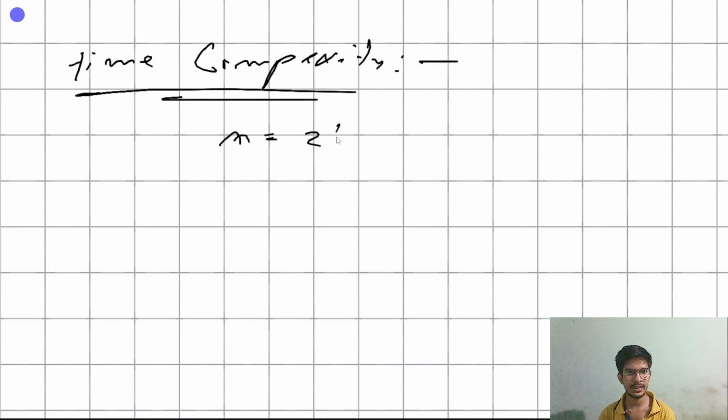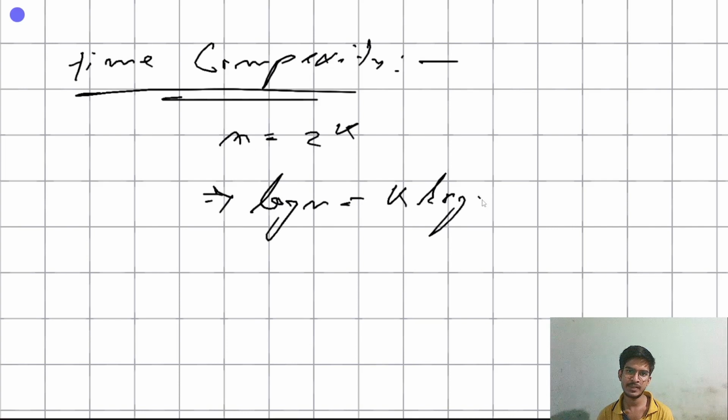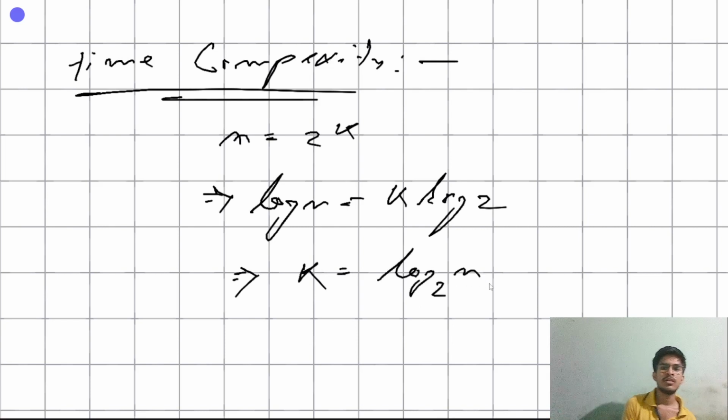n equal to the power k, and we take log on both sides: log of n equal to k log of 2. It is the basic log formula. So after removing the constant parts, we can say k equal to log of n base 2, dividing it, and that's the basic formula.